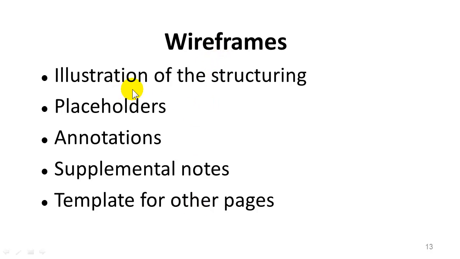So here again, a wireframe is an illustration of the structuring. Essentially, you're looking at placeholders, diagrams that will represent where the content's going to be. You can also add what are called annotations, which are essentially little notes or comments about some of the pieces. Supplemental notes. And here again, a wireframe can serve as a unique part of your product or as a template for other pages that might be part of your product also.